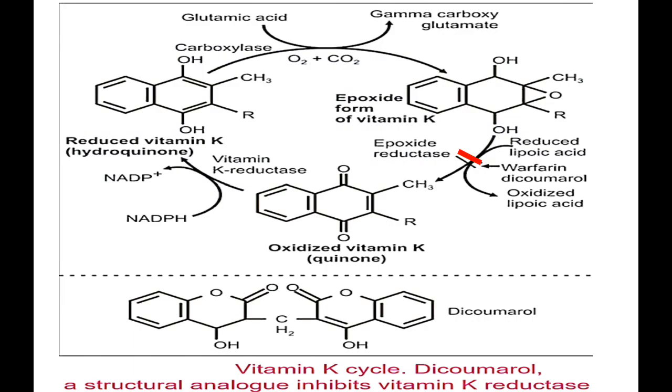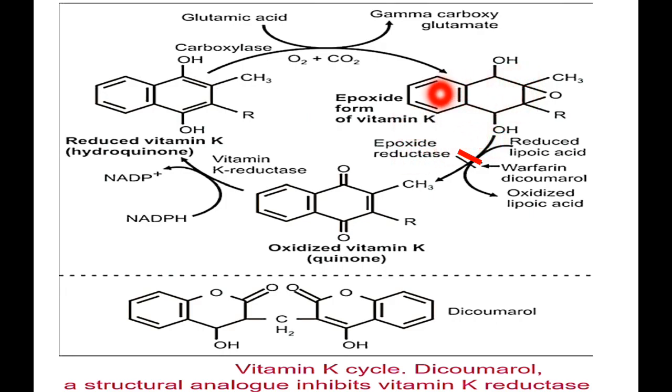This is the vitamin K cycle. First, gamma carboxylation occurs, which we discussed in the previous reaction. Glutamic acid present in the clotting factors is gamma carboxylated, which requires oxygen, carbon dioxide and vitamin K as a coenzyme. The reduced vitamin K, that is the hydroquinone form, is used in this reaction and is converted to the epoxide form of vitamin K.